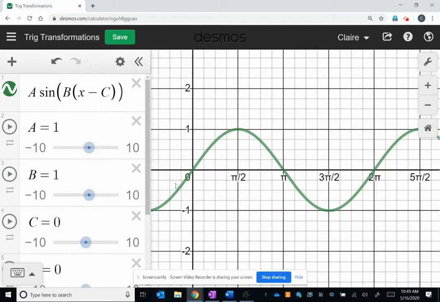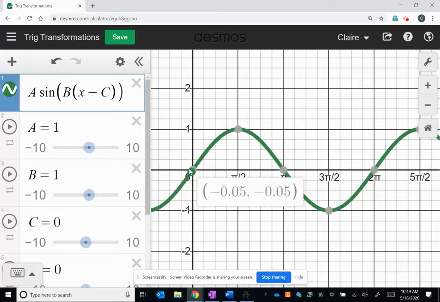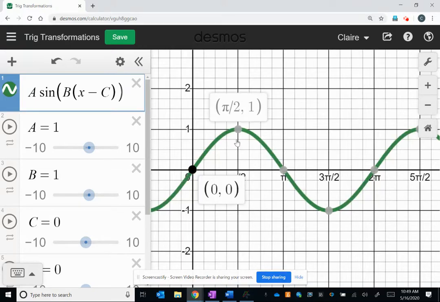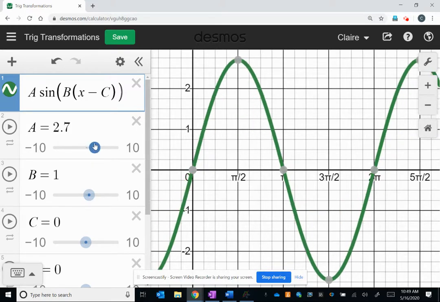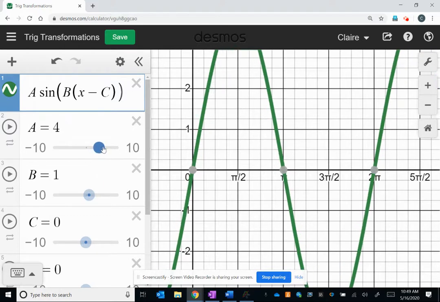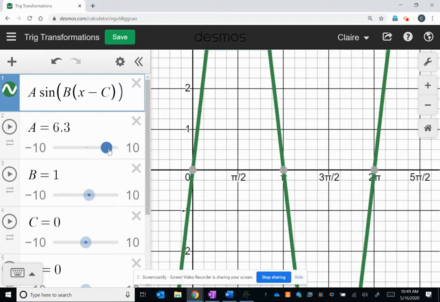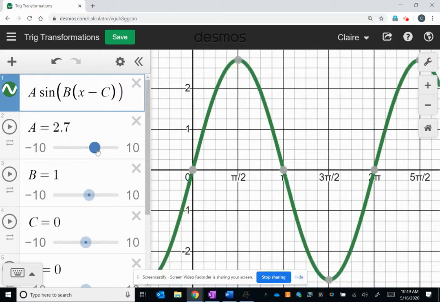So I've got a graph of sine. It starts at 0, 0. It has an amplitude of 1 and a midline of 0. So let's take a look at that a value. If I change that a value and make it bigger, the graph stretches. So the amplitude, that vertical distance between the midline and either the maximum or the minimum, gets larger. It goes off the screen, but we can make that amplitude larger.